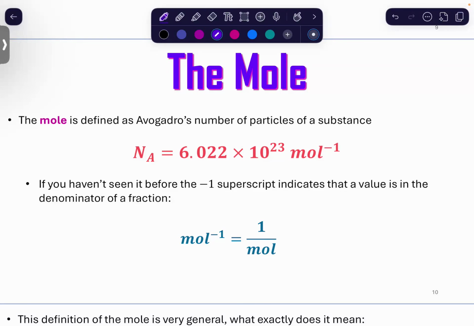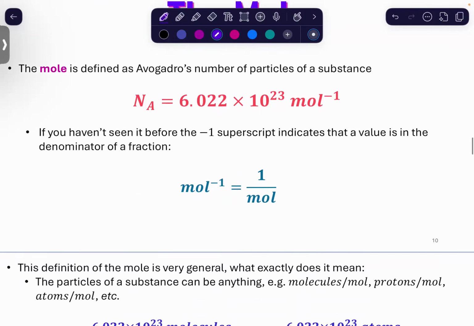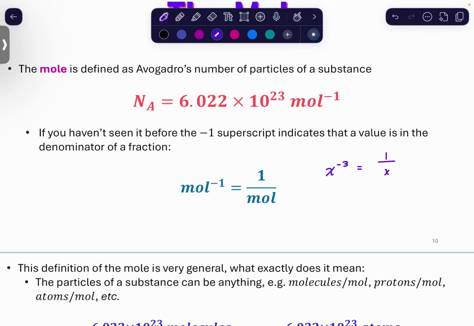And so if you've never seen a unit like this, if you've never seen a negative exponent, the negative exponent means that unit is in the denominator. So here you see inverse moles just becomes 1 over moles. If I had x to the negative 3, that's going to be 1 over x cubed. X to the negative 6 is 1 over x to the 6, so on and so forth. That's what the negative exponent means.